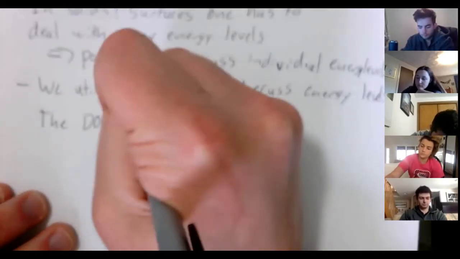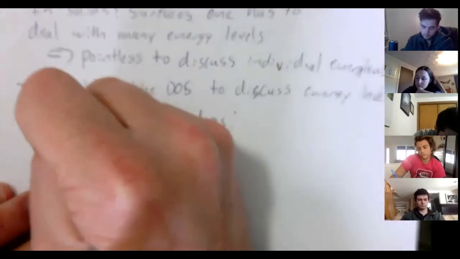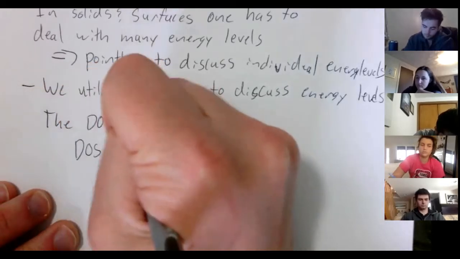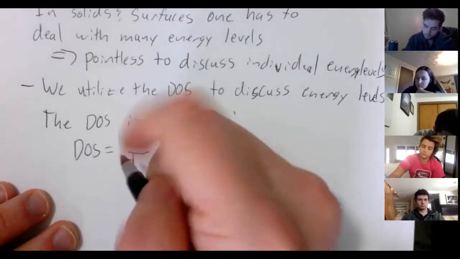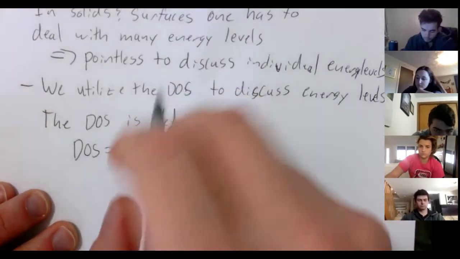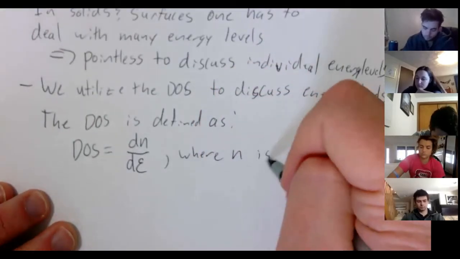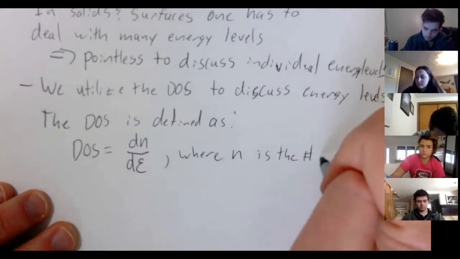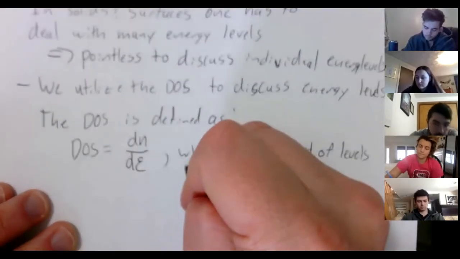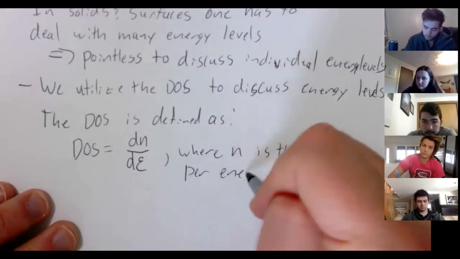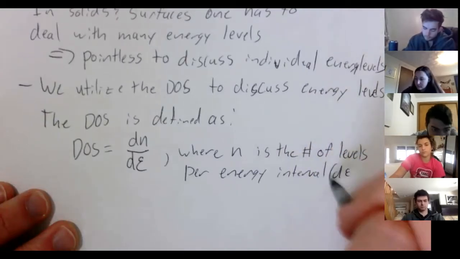And the DOS is defined as the number of energy levels, dN, divided by dE, where N is the number of levels, energy levels per energy interval, or dN over d epsilon.